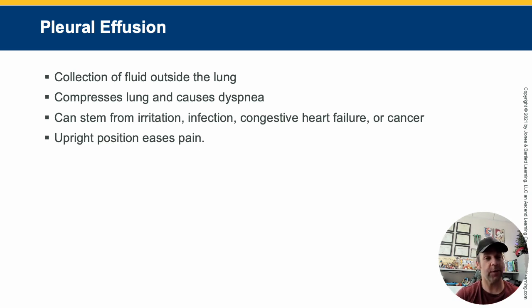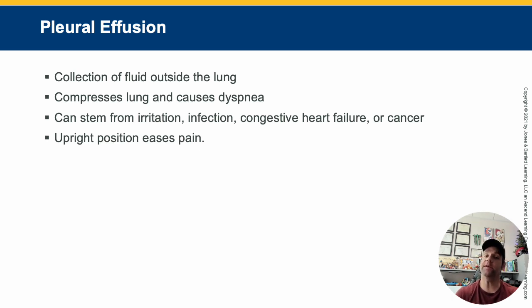Now, unlike a pneumothorax where air enters the pleural space, a pleural effusion involves a liquid. Okay, this could be serous fluid, pus, or even blood, depending really on the cause. Now, common underlying conditions for pleural effusion include congestive heart failure, infection, cancers, or some type of inflammatory disease like lupus.